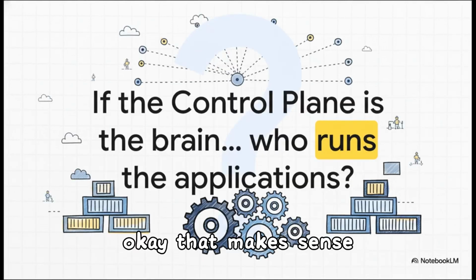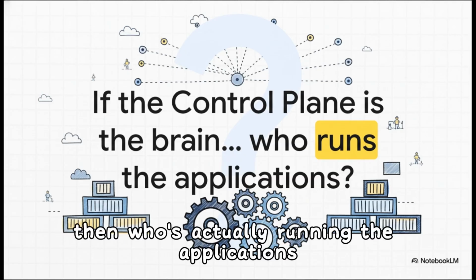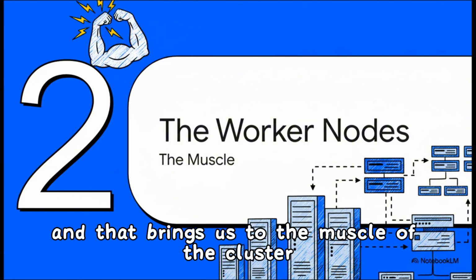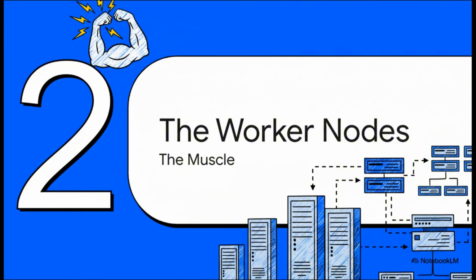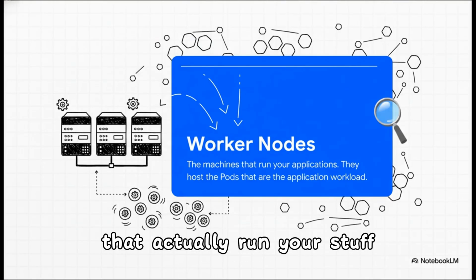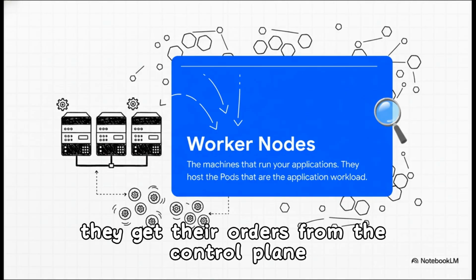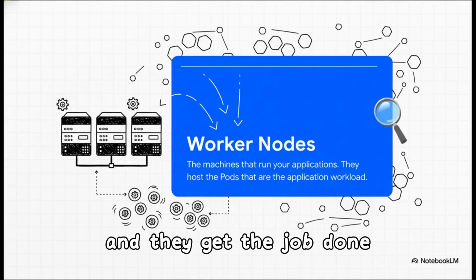Okay, that makes sense. But if the control plane is just the brain making decisions, then who's actually running the applications? And that brings us to the muscle of the cluster, the worker nodes. Worker nodes are the individual machines that actually run your stuff. They are the workhorses here. They get their orders from the control plane, and they get the job done.